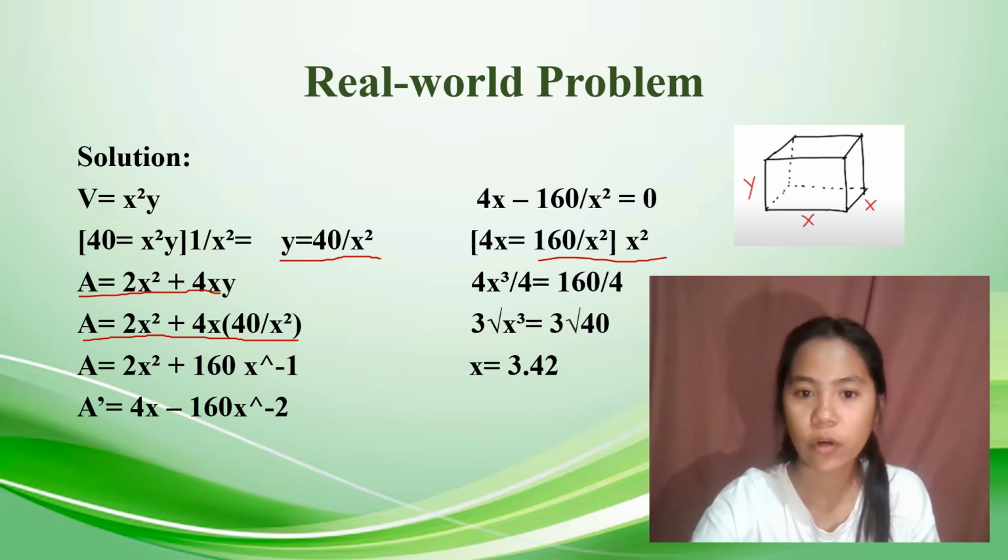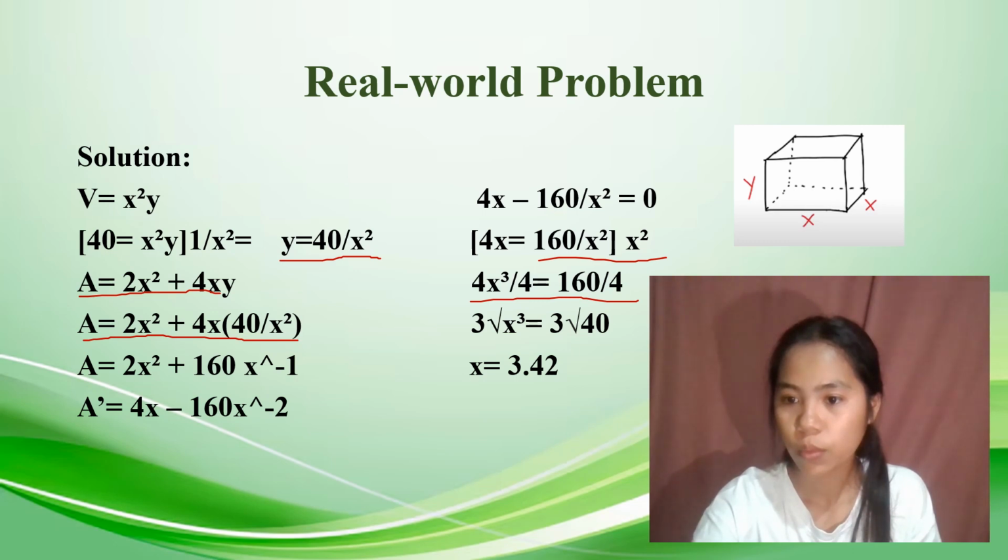So now we have 4x cubed over 4 equals 160 over 4. And then we will find the cube root of both sides, so the cube will get cancelled, and then we can finally get the value of x. So now we have the value of x, which is 3.42.